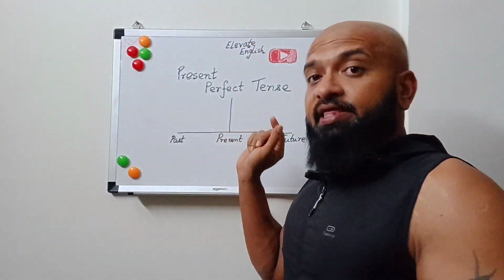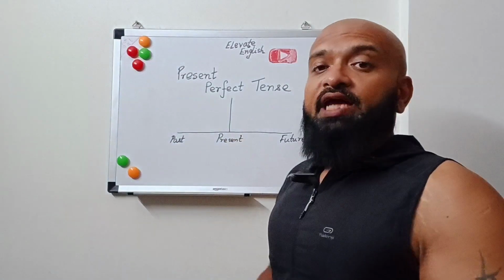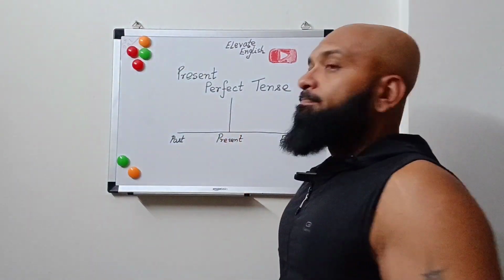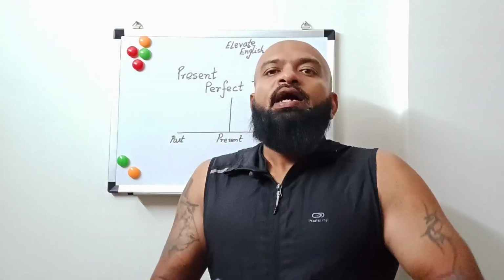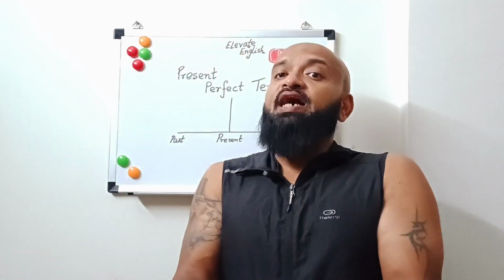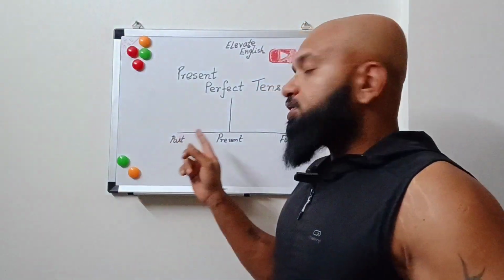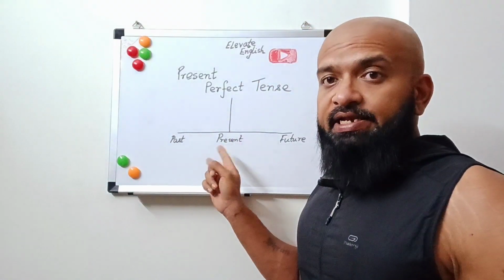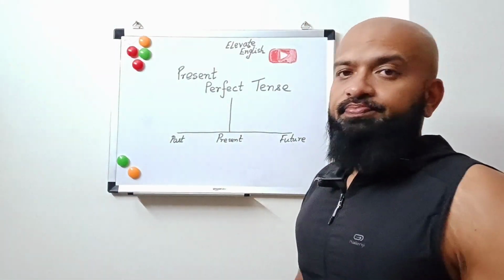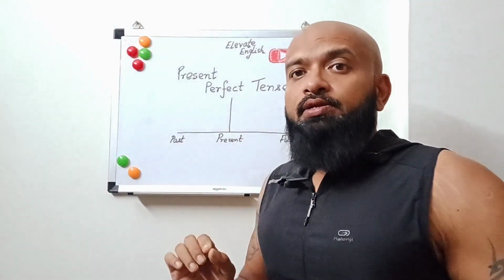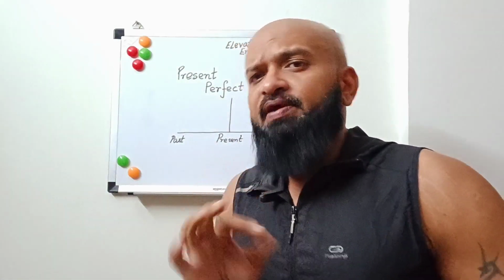Today, in this particular video, I'm going to tell you a bit about present perfect tense. Tense is only a reference of time. We know there are three types of tenses in English: the past, present, and the future tense here. What do I mean by present perfect tense?